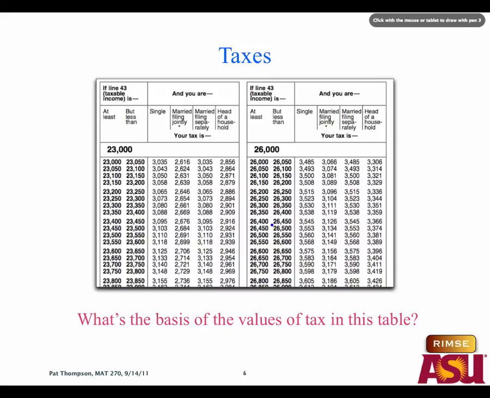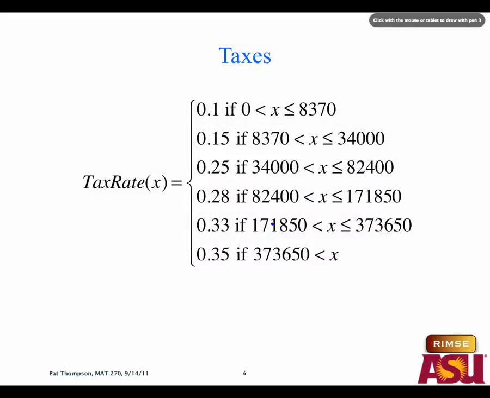Is it a straight percentage of the 26,500 that I made? Just a percentage of that number? No, it's not just a straight percentage. It's broken up into brackets, and it's what's called a progressive tax, that you owe different percents on different dollars that you make. So as you make more money, your tax rate changes. That's what we have in the United States.